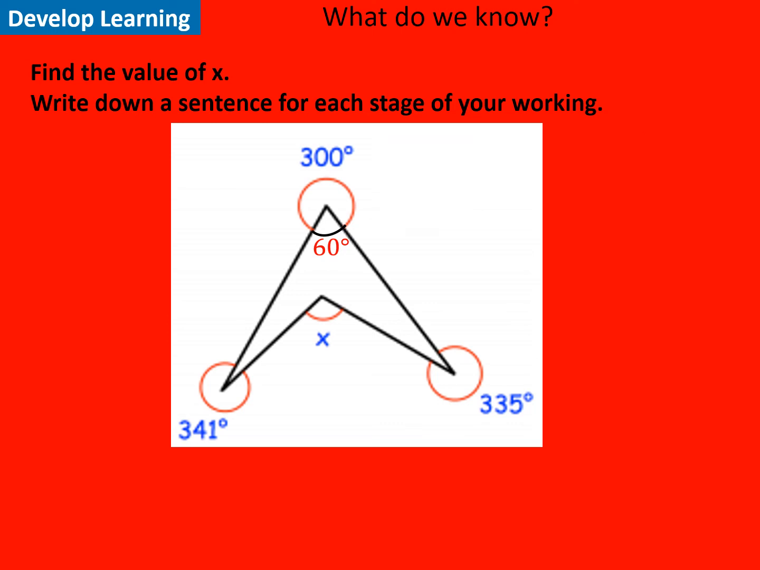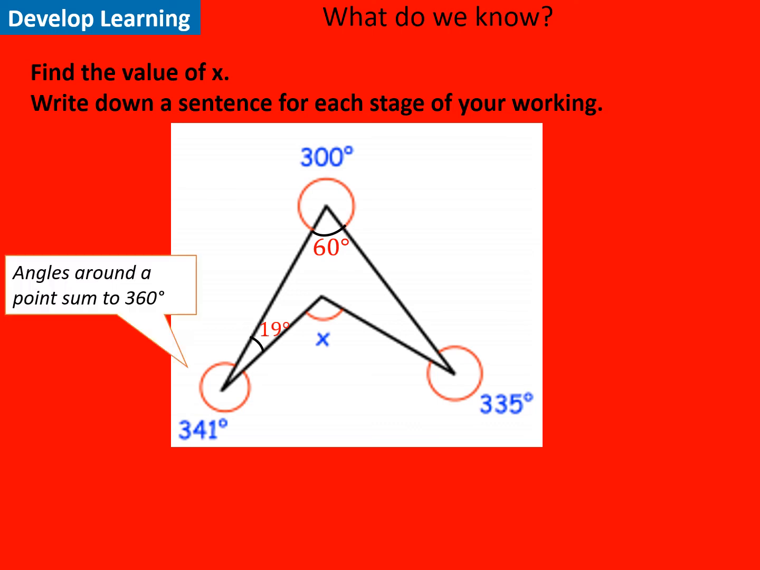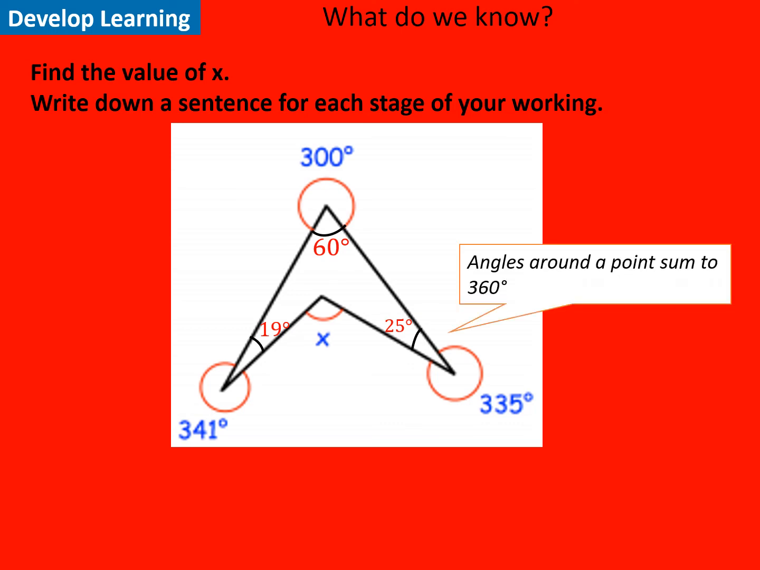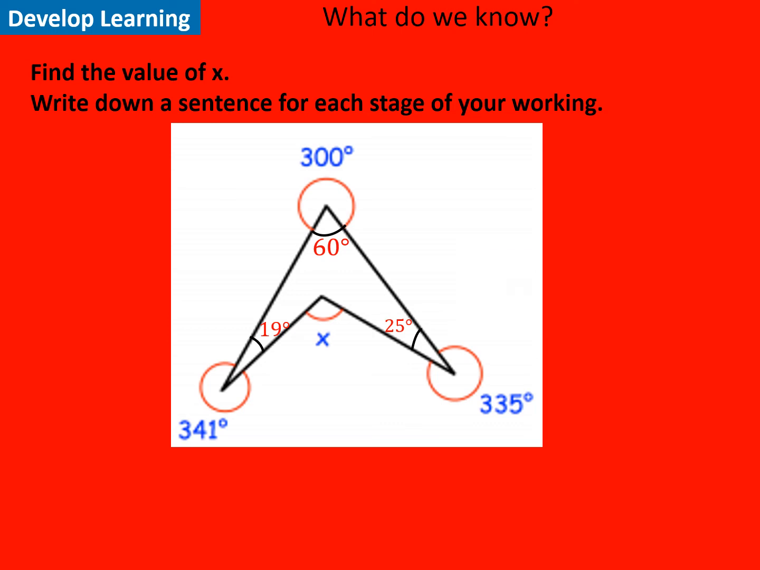I then chose the bottom left angle and I said this would be 19 degrees. And this is again because angles around a point sum to 360 degrees. So 360 take away 341 is 19. Again, with the bottom right corner, I knew that this was 25 degrees because angles around a point sum to 360. Now, what this leaves is what is the remaining interior angle?